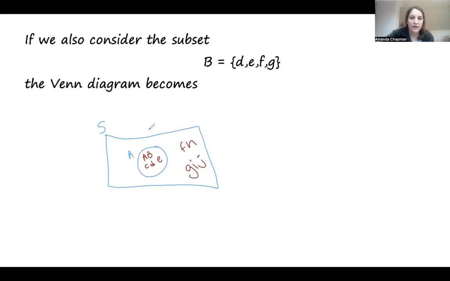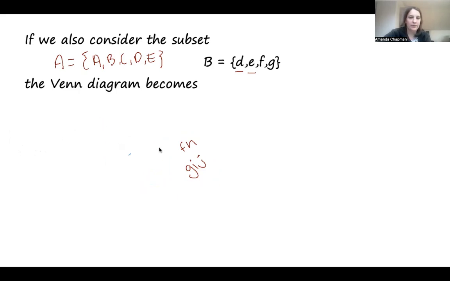I hope I'm writing it right. Do you see that D and E are in subset B? But just to recap, A had elements A, B, C, D, and E. And I probably shouldn't be switching between capital and lowercase. It's just easier to write lowercase, I mean uppercase. So there is some overlap in the subset, but let's draw a complete Venn diagram.